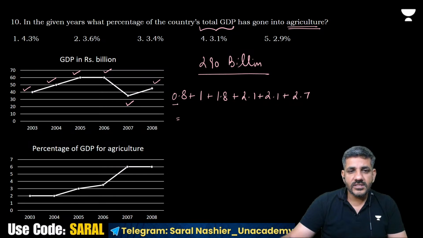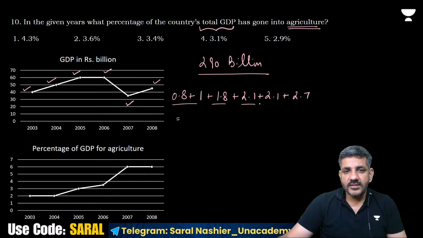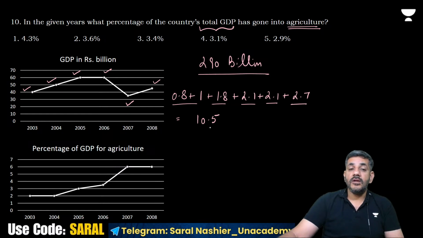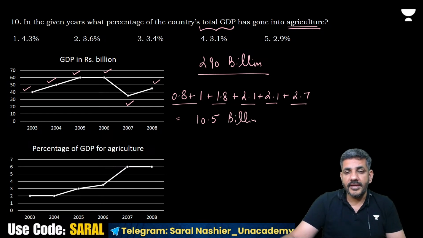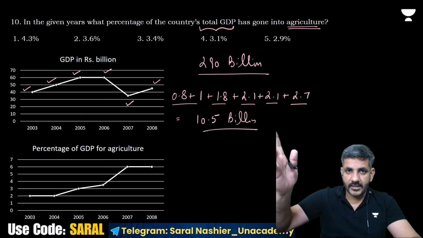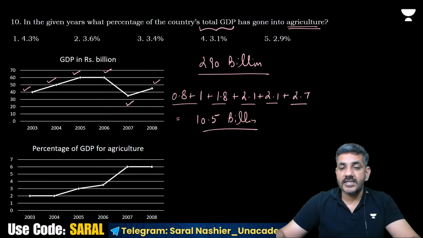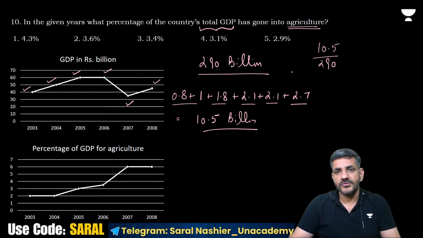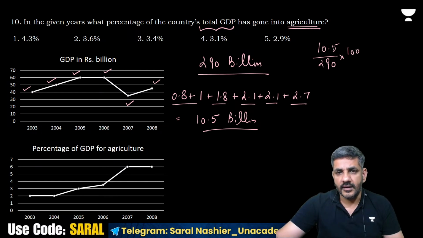Let's add them. So it is 1.8 plus 1.8, 3.6. 3.6 plus 4.2, that is 7.8. 7.8 plus 2.7 is 10.5. I have to find out what percentage of 290 billion rupees this 10.5 billion rupees is. Overall GDP, right? So 10.5 as a percentage of 290, that's what we have to calculate here. So this all into 100. When I take out the decimal, another zero comes and it becomes 105 divided by 29.